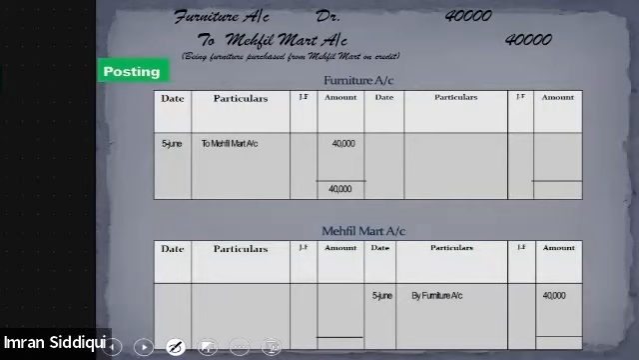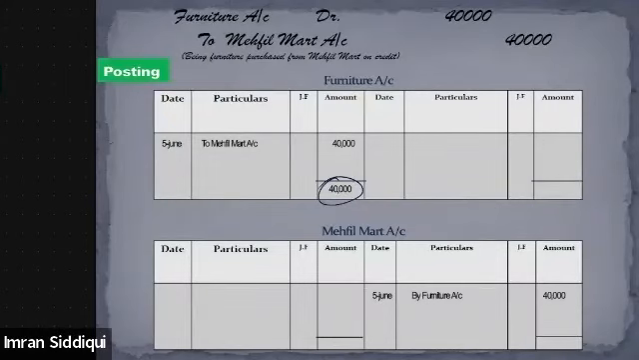Yes, sir. Okay. Now see, after doing the posting of the journal into the ledger, we need to close the account as well. And in order to close the account, we need to ensure that the debit and credit sides both have the same amount of balance. Like on the debit side, we have a 40,000 balance. The total value of the debit side is 40,000. That means on the credit side, we should have the equal amount. Like in the Mehfil Mart, we have a credit balance of 40,000. So ultimately, on the debit side as well, we should have 40,000.